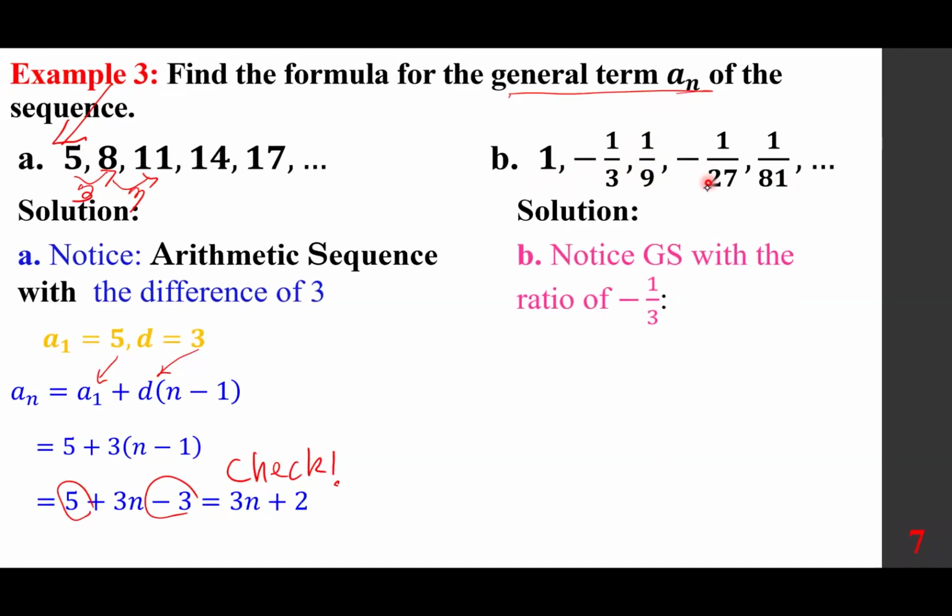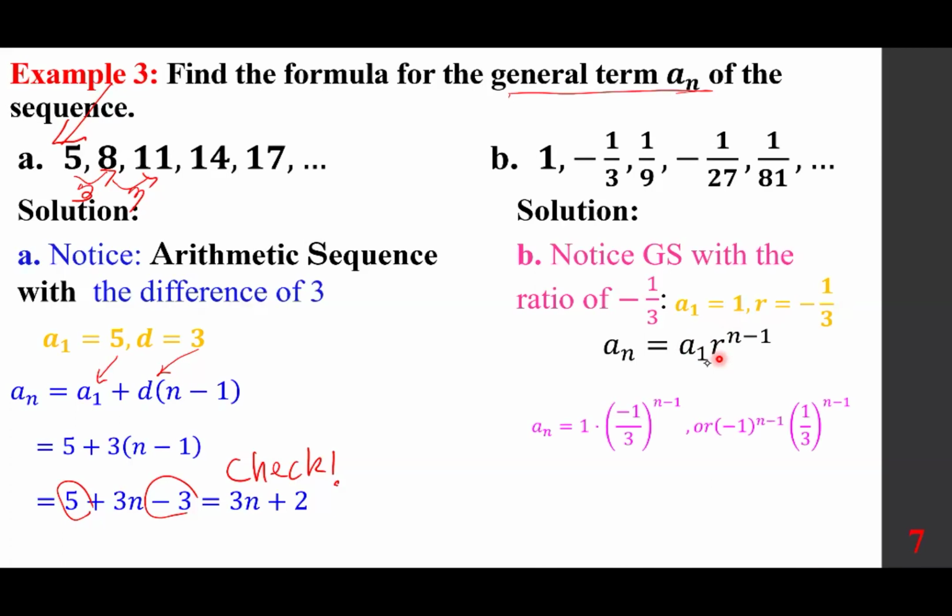Therefore, it's a geometric sequence with the first term a sub 1 being 1 and the ratio of negative 1/3. Therefore, I'm going to use the general term for a geometric sequence, which is a sub n equals a sub 1 r to the power of n minus 1. So I'm going to replace the a sub 1 with 1. I'm going to replace the r with negative 1/3. And this is what I get.